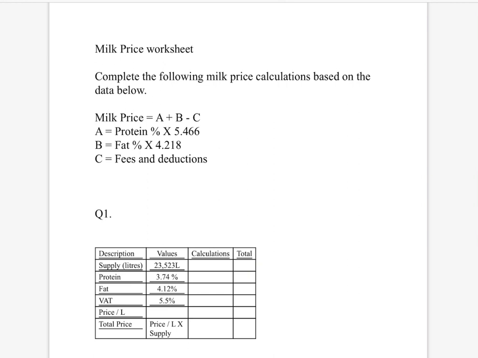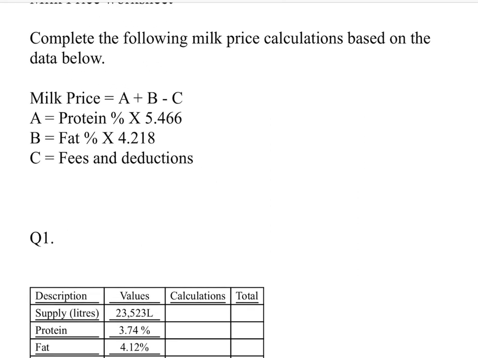There's no faffing about, no Brady's Farm from County Carlow and all this, it's just straight to the point. So milk price is A plus B minus C. A stands for your protein: your percentage of protein multiplied by the standard number 5.466. B is your percentage of fat, multiplied by a standard number of 4.218, and then your fees and deductions are taken away.